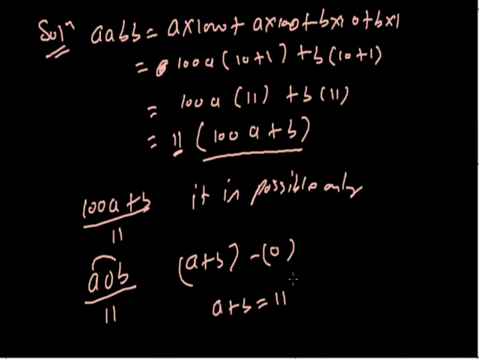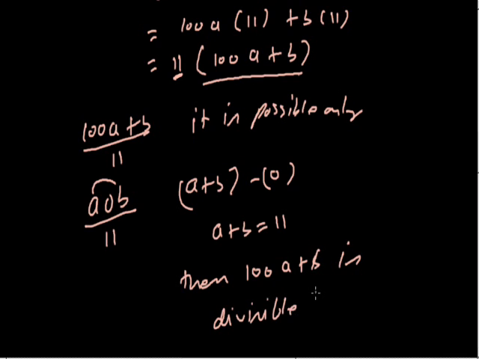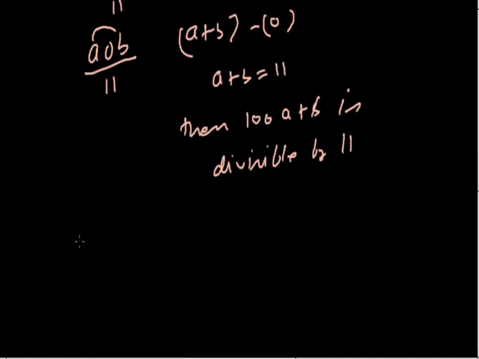Then and only then the number A0B, if A plus B equals 11, 100A plus B is divisible by 11. So option 2 is correct.